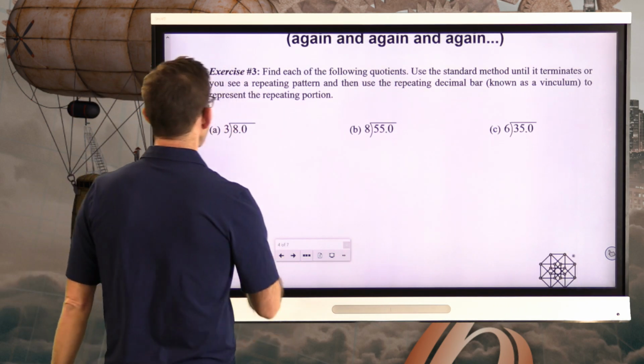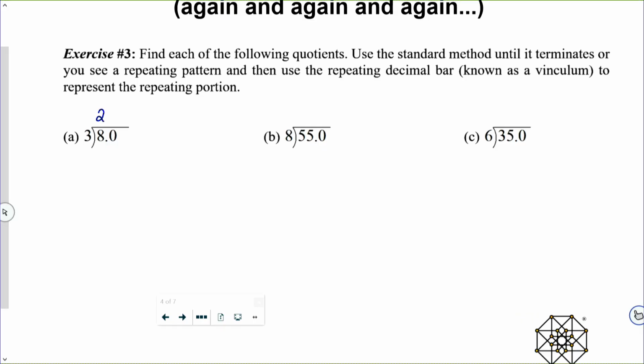Let's go through this one and see how it works. 3 goes into 8 2 times, right? And of course, 2 times 3 is 6. And when I subtract, I get 2. I drop that 0 down, and I have 20. Now I'm going to have my point right here. Now I'm going to say, well, how many times does 3 go into 20? That's 6 times. 6 times 3 is 18, and 20 minus 18 is 2, right? Still no remainder of 0, so maybe I would drop another 0 down. And then how many times does 3 go into 20? Well, 6 times. 6 times 3 is 18.